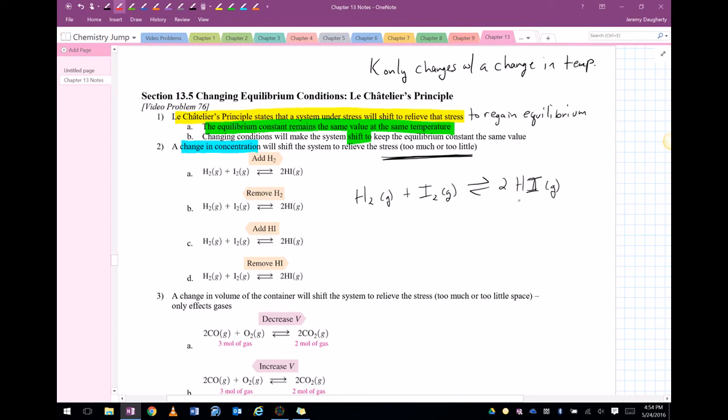What if I add HI? Now, similar stress to what we've seen before. I add HI gas, so what's the stress? Too much HI. How do I get rid of it? I shift to the left, to the reactant side, to remove the excess HI, hydrogen iodide. And then of course, if I remove HI, what am I going to do? I'm going to shift to the right.